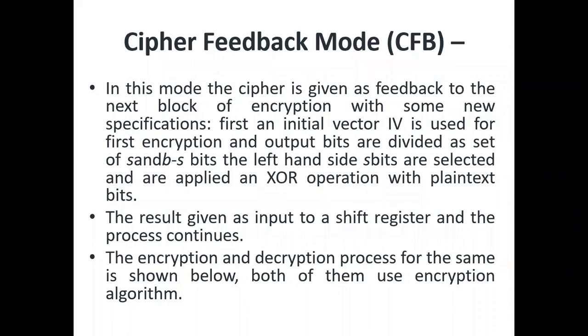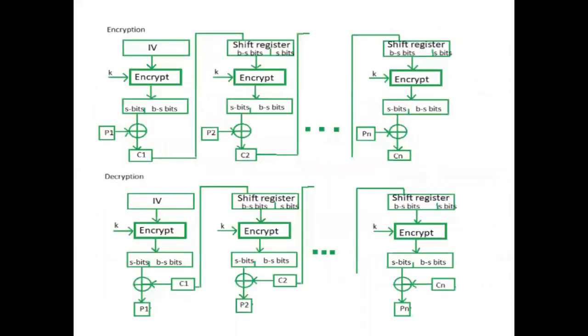And let us see what the cipher feedback mode is. The title will give us an idea. Cipher feedback mode. What is cipher feedback? You can observe here the encryption process. At the beginning, you take the initial vector, and with it you perform the encryption with the key K.